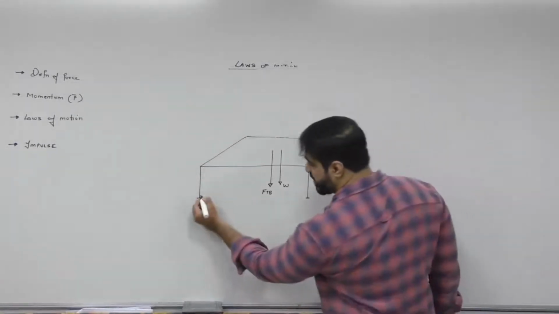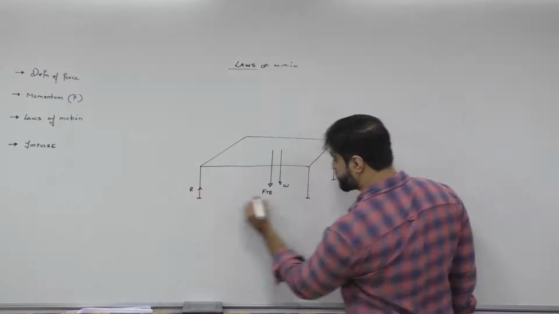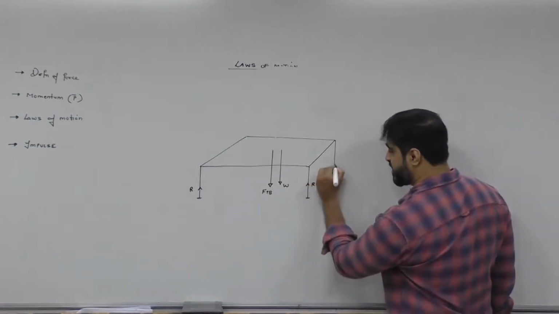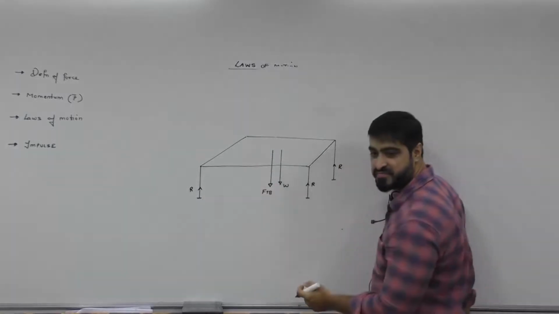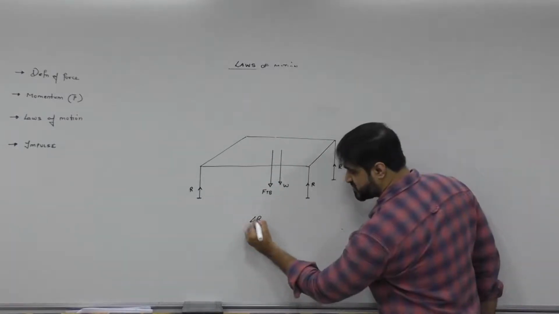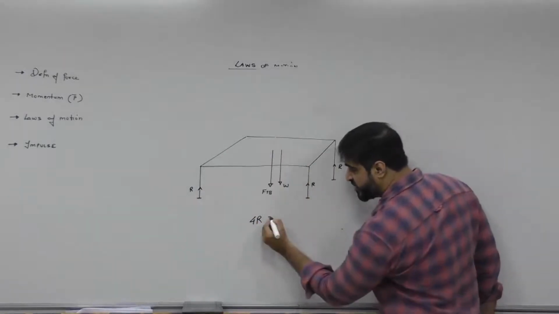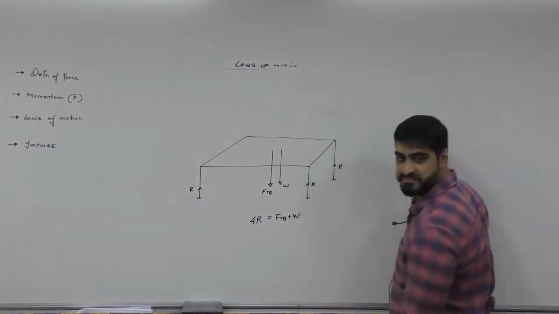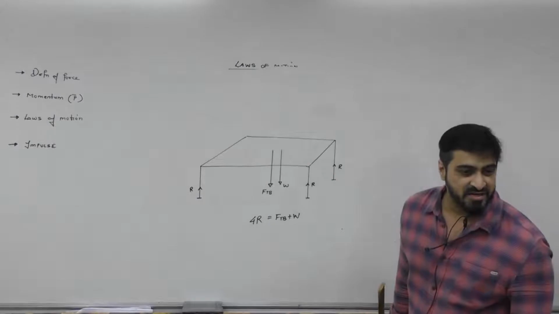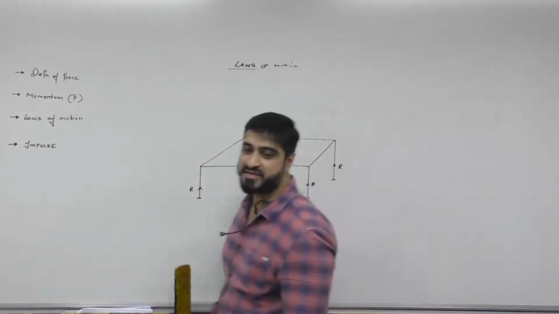Can I say the ground will provide a reactionary force? How many R's will be there? 4. Can I say these 4 are upward? 4R upward will balance FTB plus W downward. How much is the net force, beta? 0. And the table is also at rest.